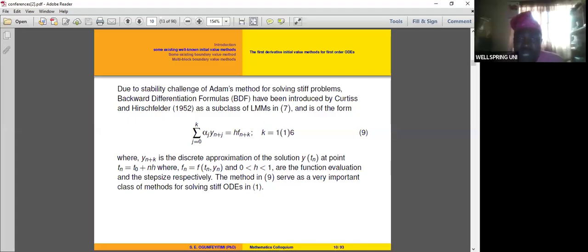In the backward differentiation formula, the method is said to be what? A-stable for k=1 and k=2. From k=3 down to k=6 it is A(alpha)-stable. And from k=7, it becomes unstable. However, this method is very important, because it is usually used to solve stiff ODEs. And most of the codes embedded inside MATLAB often use the backward differentiation formula.